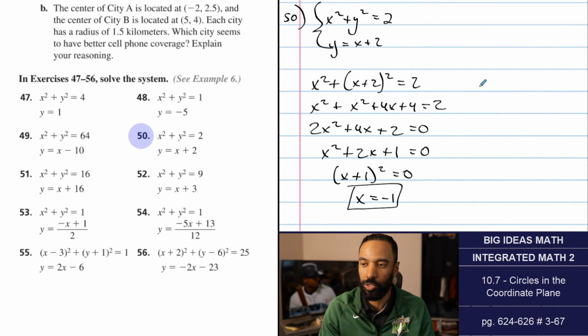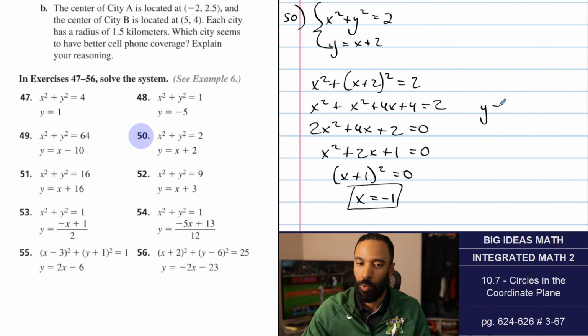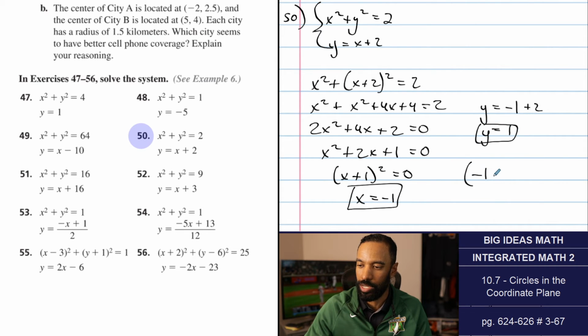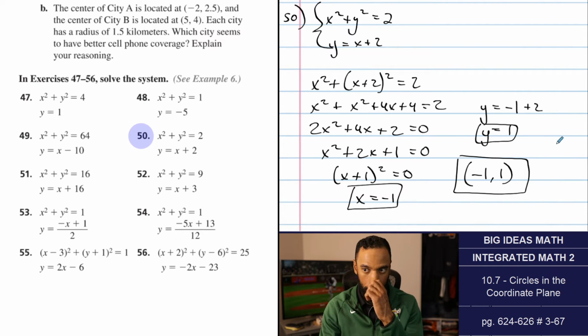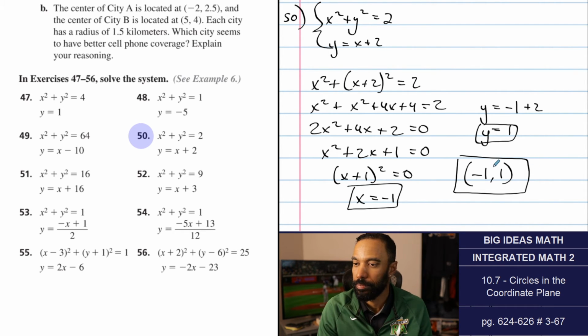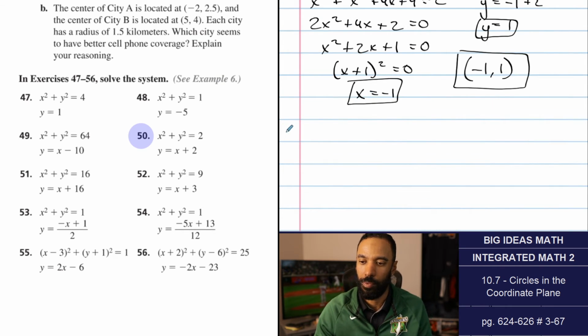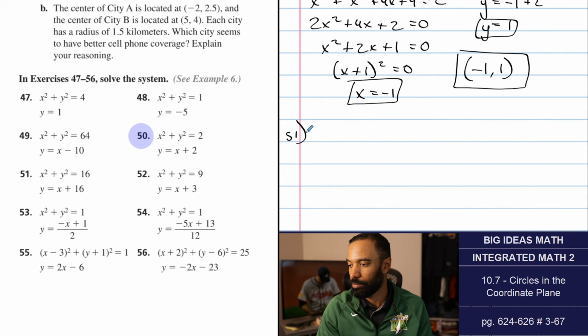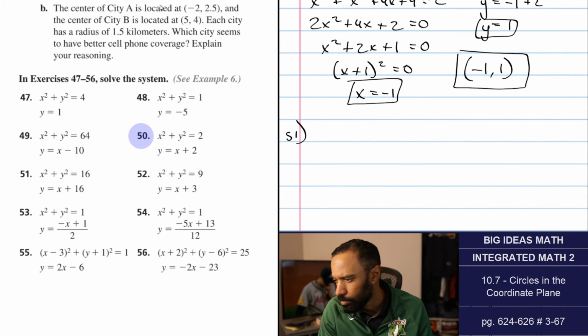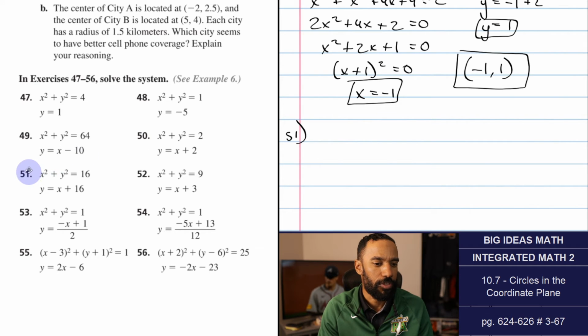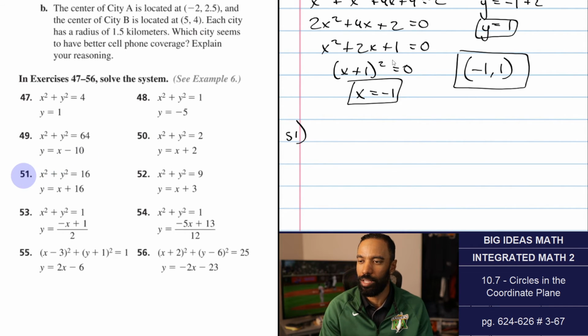But let's substitute that in for y. y is negative 1 plus 2 for the equation, so y equals 1. So the solution to the system is negative 1, comma 1. Okay, number 51. X squared plus y squared equals 16.